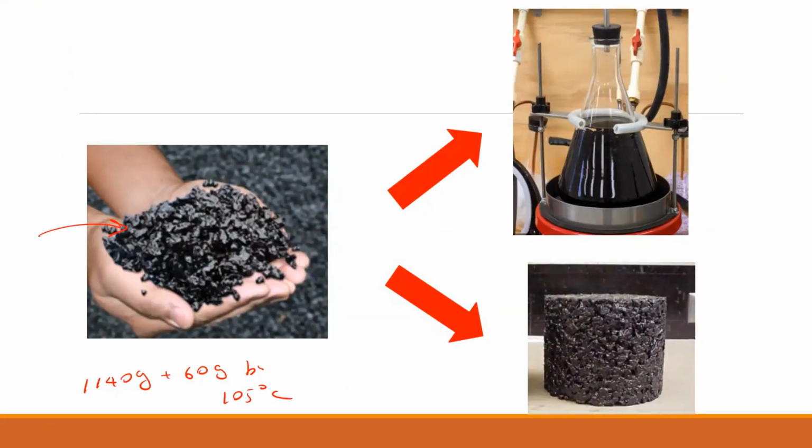And we use this sample for part D to find the bulk density and part C to find the maximum density. As you see here, to find the bulk density, we need to have a cylindrical sample. So to get the cylindrical sample, we have to compact this sample in a machine. So in part B, what we are going to do is use the Gyratory Compactor to compact this material to get this cylindrical specimen.